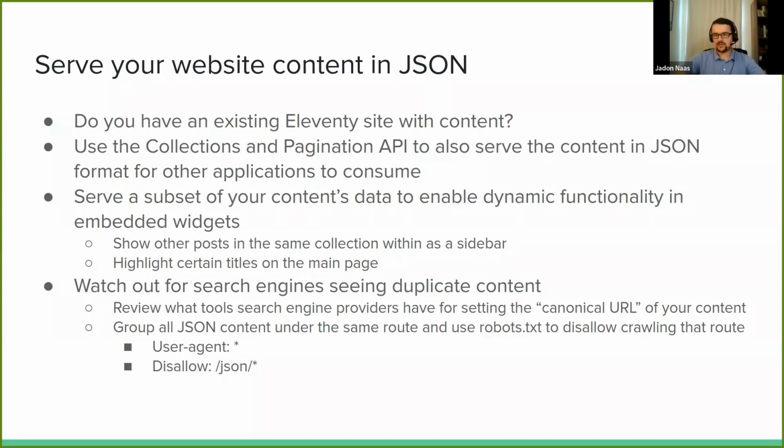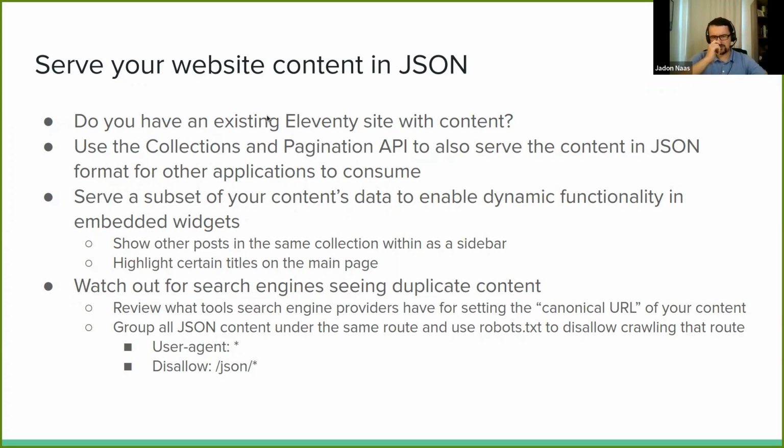You just disallow the route where you put your JSON files. So like in this example, the JSON files live under /JSON. And that directive tells the search crawlers to ignore those files, don't index them, which works. That's fine. I mean, really, you shouldn't be indexing the JSON stuff in many cases because you'd rather have your main content get indexed anyway.